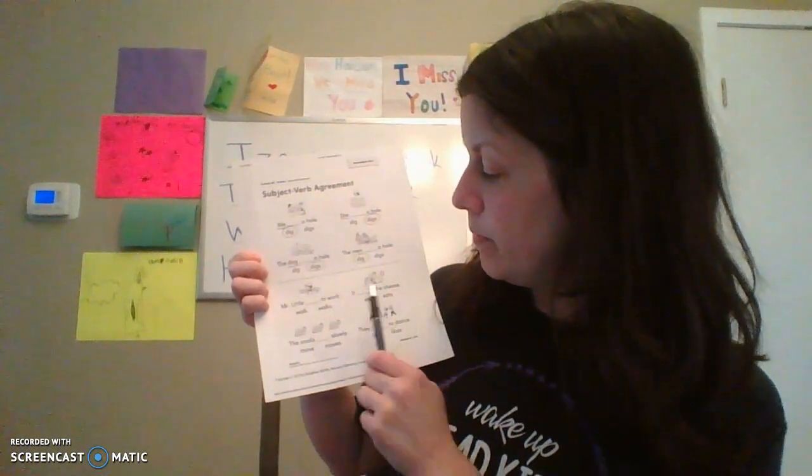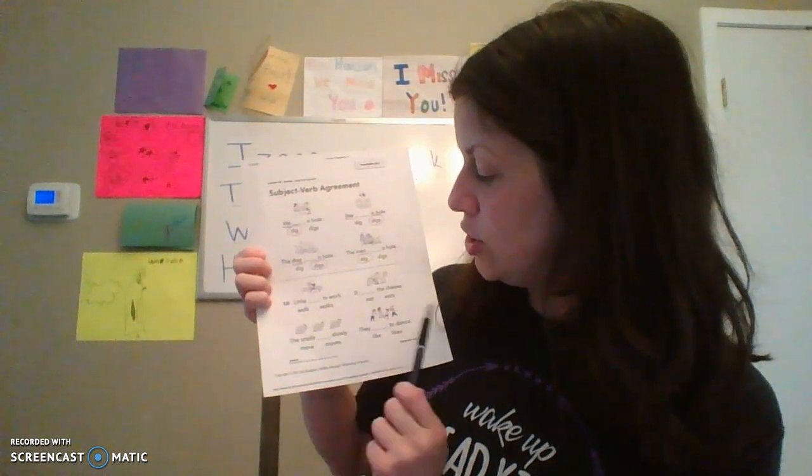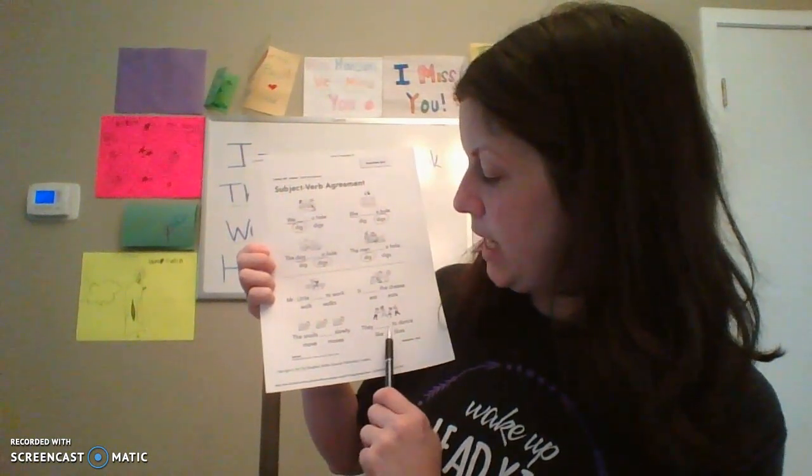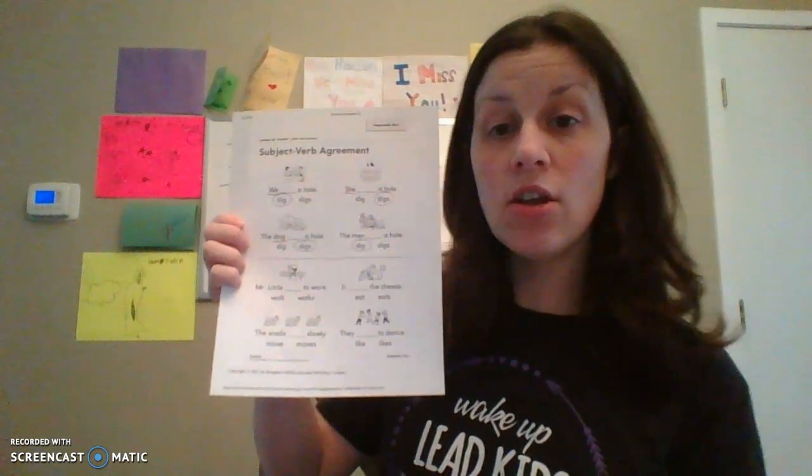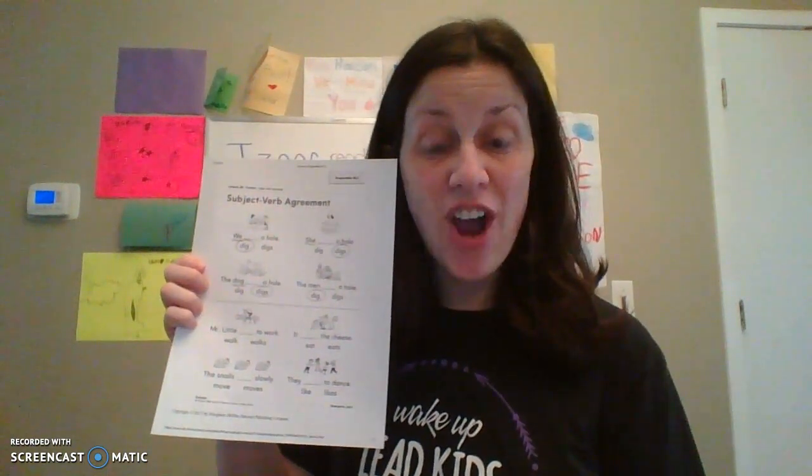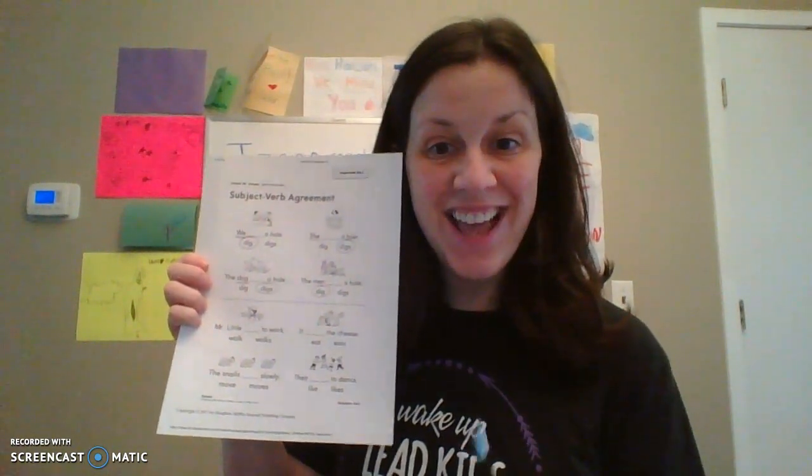Now we are going to do the bottom part, or you guys are going to do this on your own. So Mrs. Hanson's going to read it to you. Mr. Little blank to work. It blank the cheese. The snails blank slowly. The blank to dance. So you guys then need to figure out which verb goes in that line.